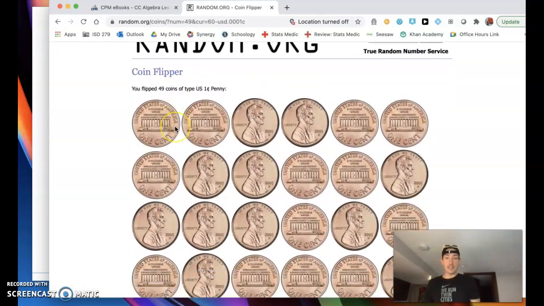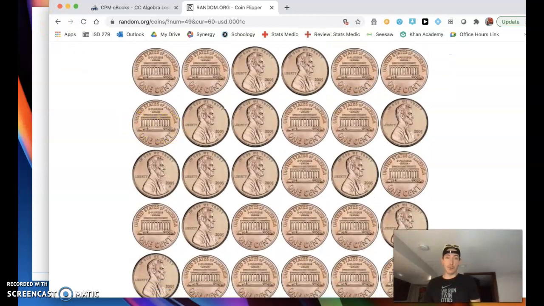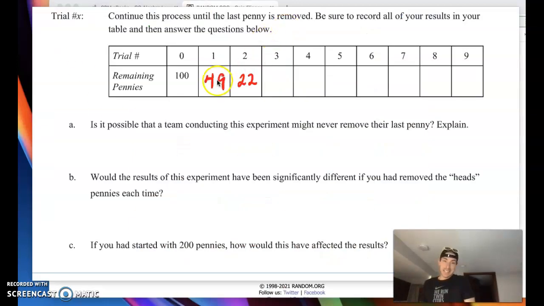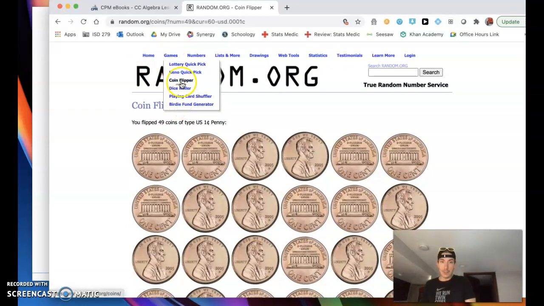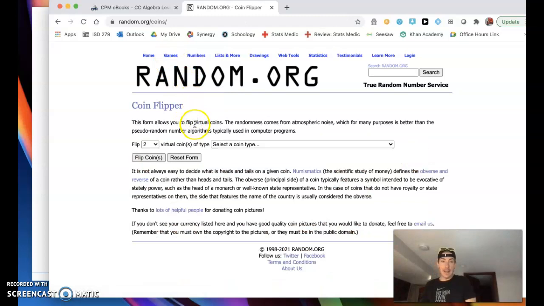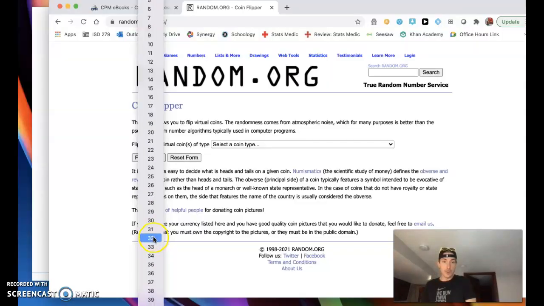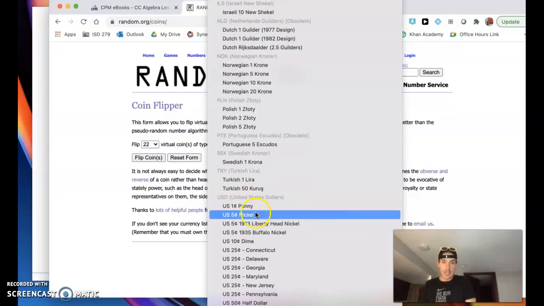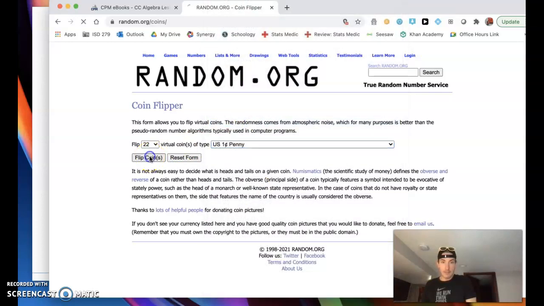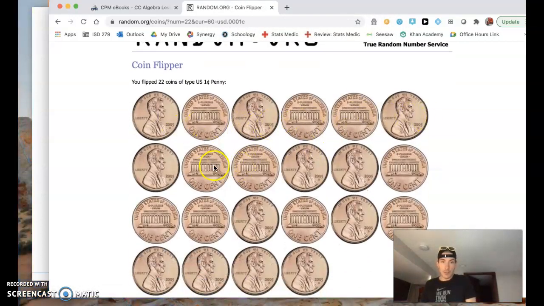And I'm going to pause the video, I'm going to remove all the tails, and you're going to take my word for it. All right, ladies and gentlemen, I did the exact same thing. Removed all the tails. How many remaining pennies did we have? We had 22. One more time, I'm going to go back to coin flipper. I am going to go to 22. I'm going to select the penny again, because why change things now? There we go, the penny. I click flip, and this one I can probably count. 1, 2, 3, 4, 5, 6, 7, 8, 9, 10, 11, 12. So I'll go back down here and I'll mark it up. We've got 12.